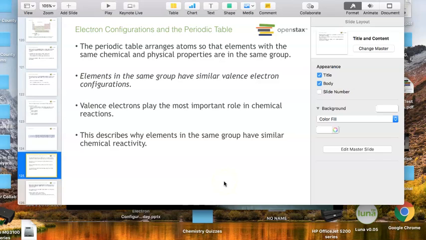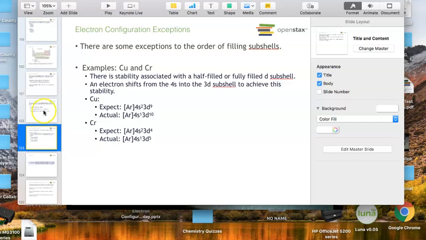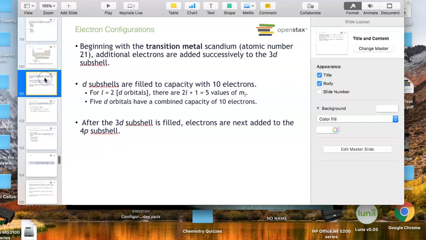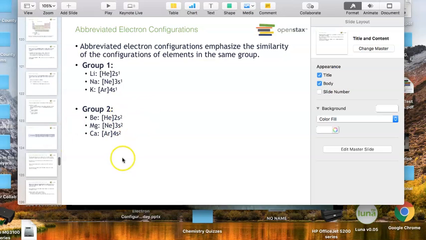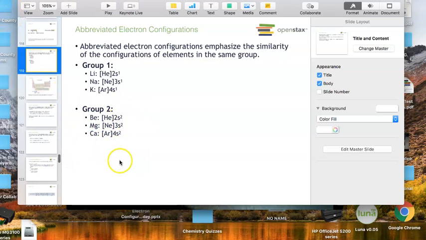Valence electrons play an important role in chemical reactions. This describes why elements in the same group have the same chemical reactivities, because their electron configurations are the same in terms of there being one electron in the same type of subshell. The energy value is different, but the number of electrons in that same subshell is the same. Group 1 has 1, group 2 has 2, and so on. So their electron configurations are similar in that respect.